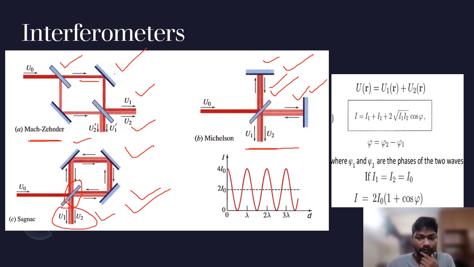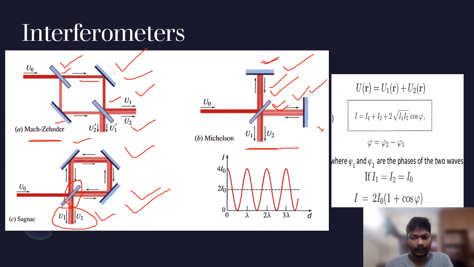One thing to mark here is that in the Mach-Zehnder interferometer there are two beam splitters. This is one beam splitter, this is one beam splitter. In Michelson, there is one beam splitter and two mirrors. Here also in Mach-Zehnder there are two mirrors, right? But in Sagnac there is one beam splitter and three mirrors. So this is how we distinguish between Mach-Zehnder, Michelson, and Sagnac.